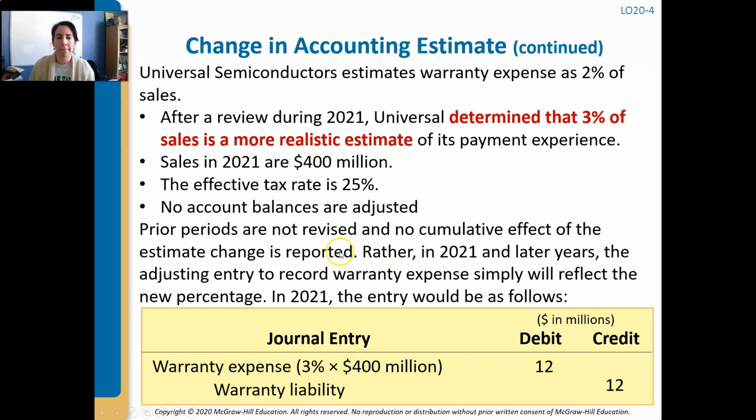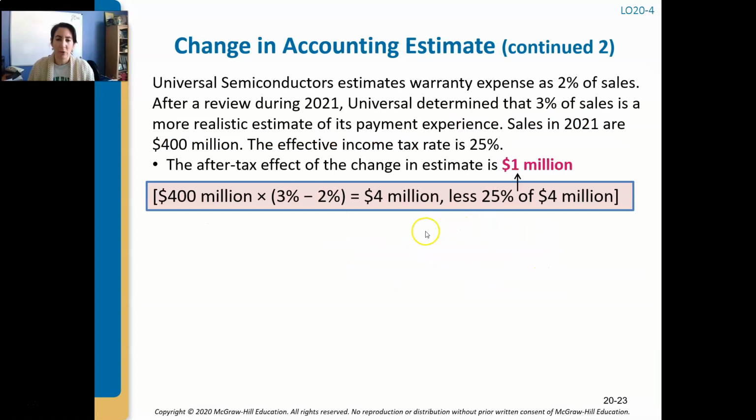Nothing crazy. Okay, let's take this a step further. The idea would be you would indicate what the change was. All right, so the same data is here, but what's the after tax effect of this change? Well, the effect of the change between what we had done before and what we're currently doing is a 1% additional warranty expense, right? On the $400 million in sales, that means it's going to be a $4 million change, which means $4 million more expenses, which means your net income is going to go down by $4 million.